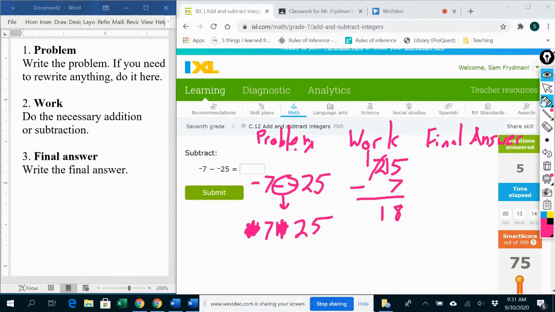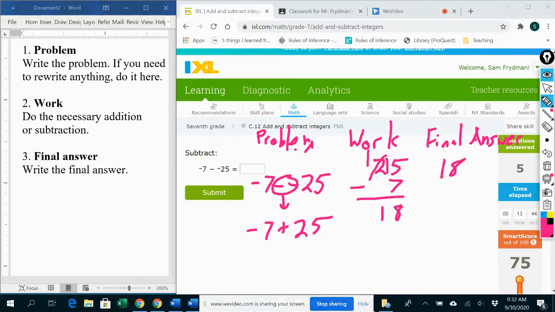Now for my final answer, now I'm going to reveal what I scribbled out before. Because remember, the rule is different symbols subtract. We did that. And then take the symbol in front of the larger number. So the larger number here is a 25. Oh, I revealed it too soon. But anyway, the symbol that I had in front of the 25 was the plus symbol, which tells me that my final answer is positive. Okay, so that's going to be a positive 18.